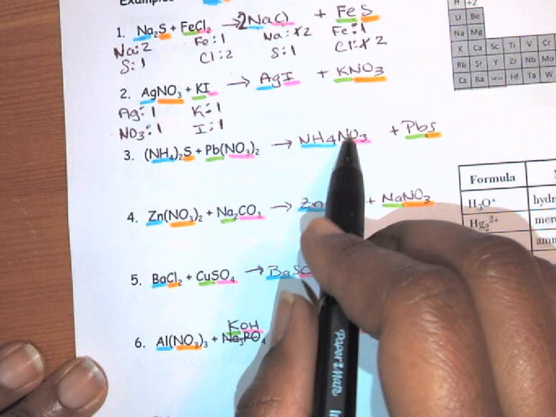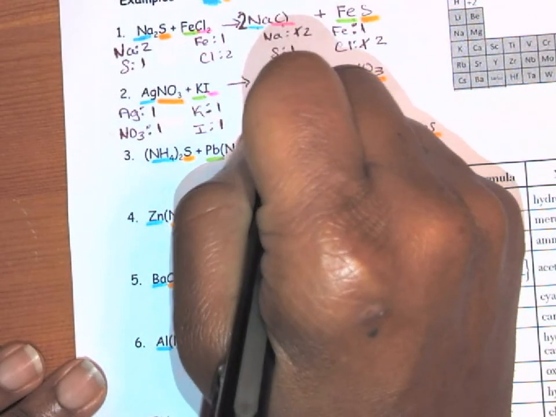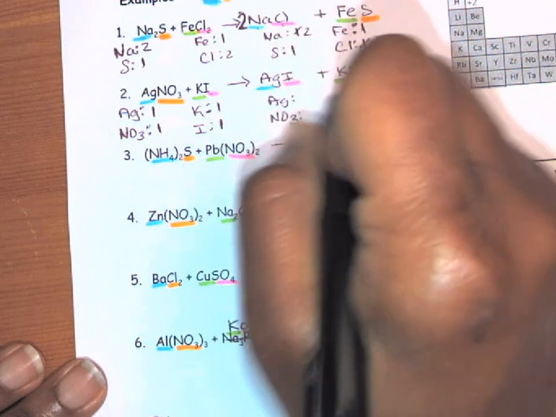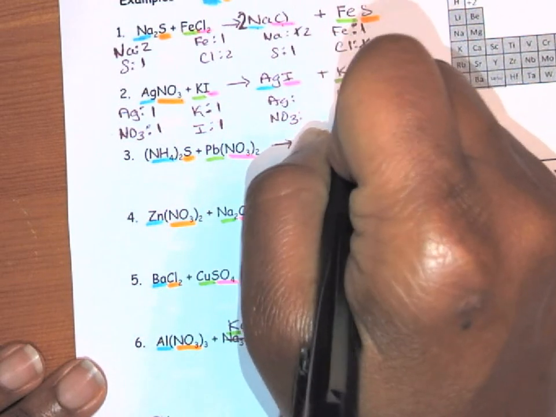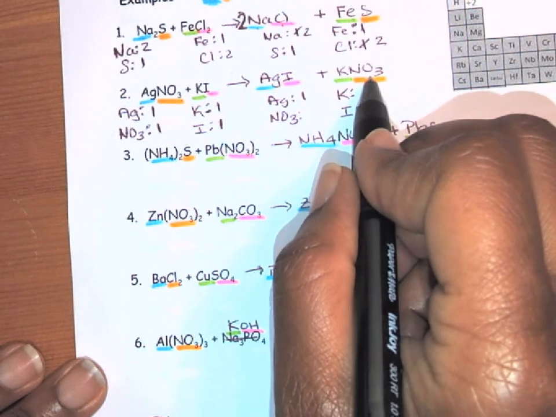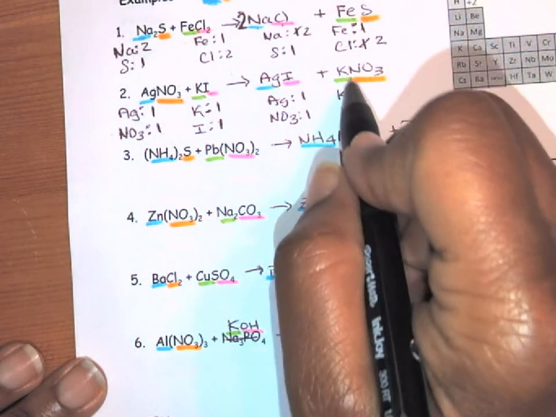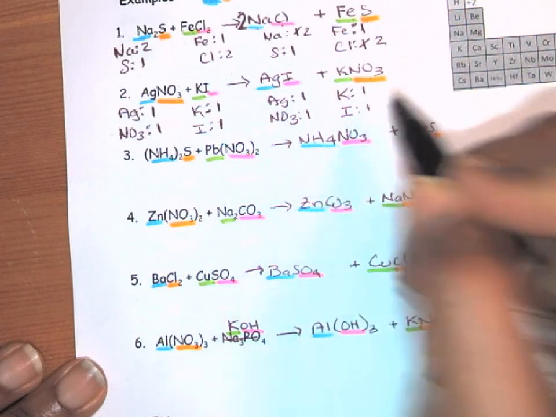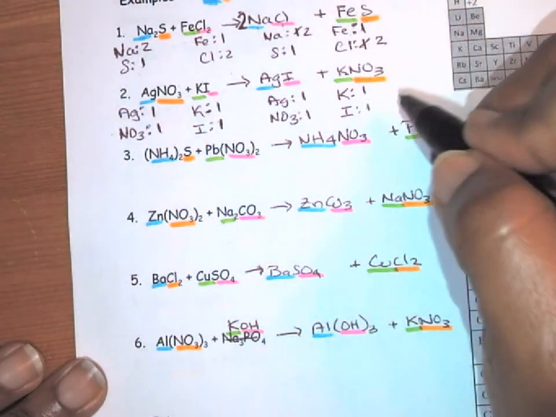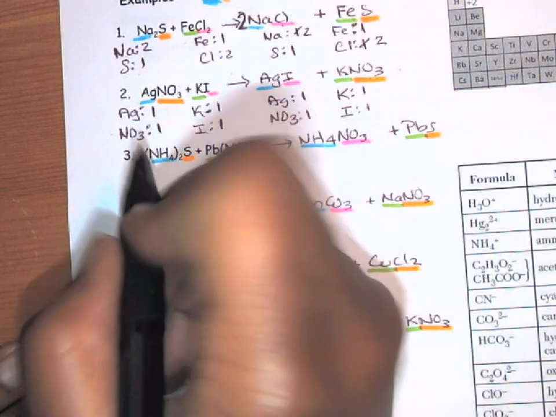So now I'm going to do the same thing on the product side, and I'll do it in the same order. Ag, NO3, K, and then I. So we've got one Ag. We've got one NO3. Again, there's no parentheses around it, so I know we only have one of those. One potassium and one iodine. This reaction is balanced. Okay, let's do it for the next example.